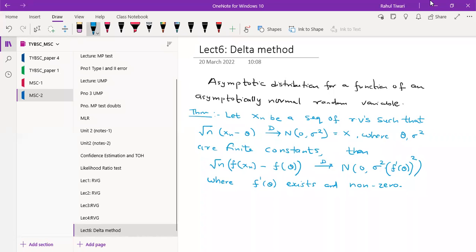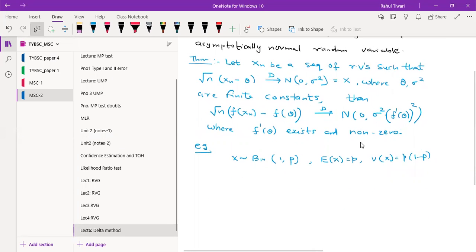Let's take one example here. Suppose the distribution of X follows binomial 1, p, for example. Then you know very well what the mean and the variance of this would be. The mean will be p, the variance will be p(1 minus p). Here, let us assume the functional form of X is x(1 minus x). What is the first derivative of this? It's 1 minus 2x. Correct?